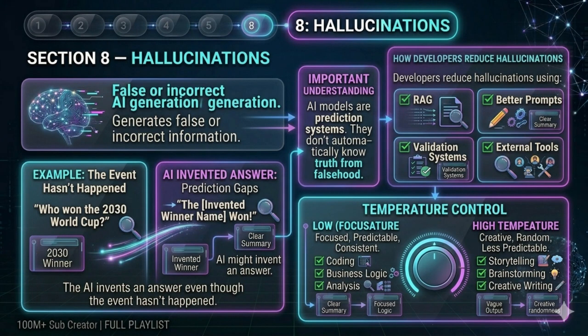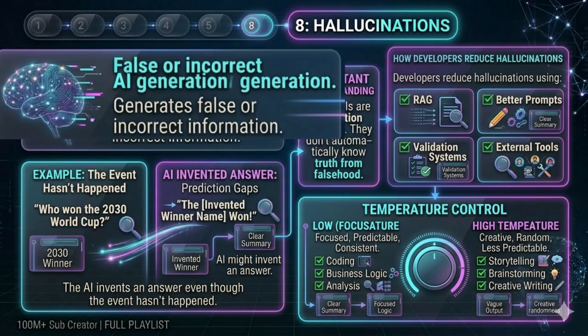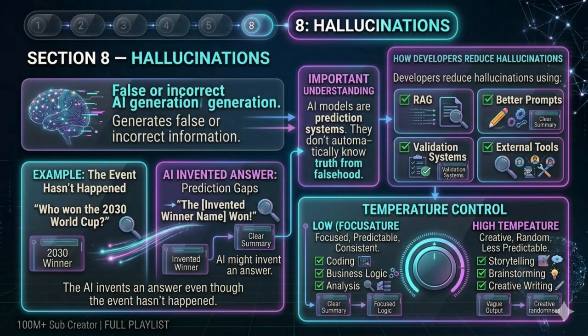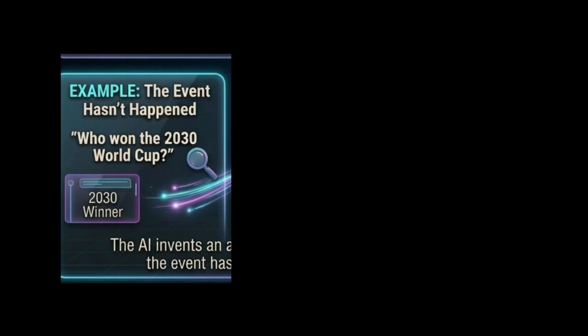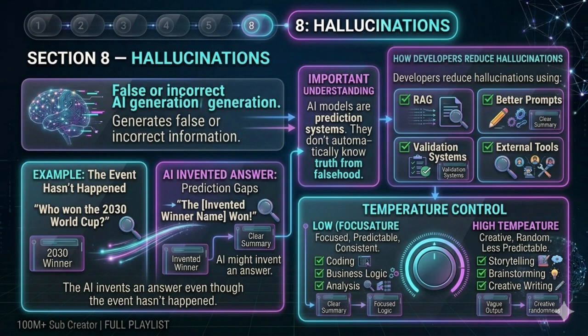Now let's discuss hallucination. This is when AI generates false or incorrect information. What does that mean? Let's see one example. If you ask the AI who won the 2013 World Cup, the AI might invent a new answer even though the event hasn't happened. AI models are prediction systems. They don't automatically know truth from falsehood.